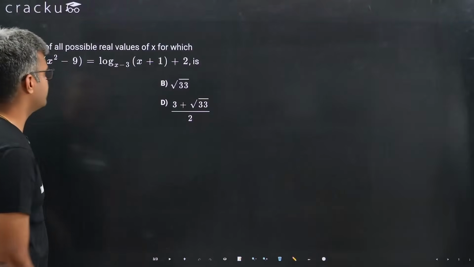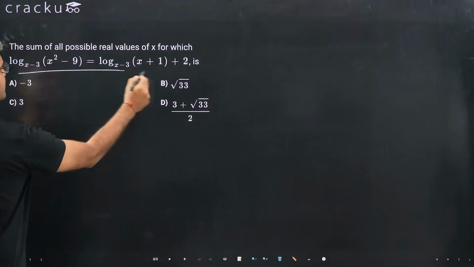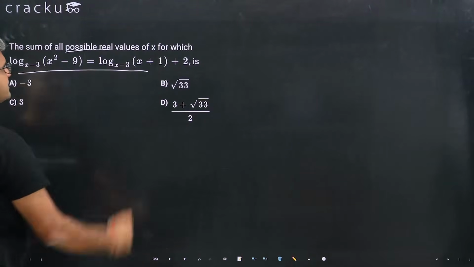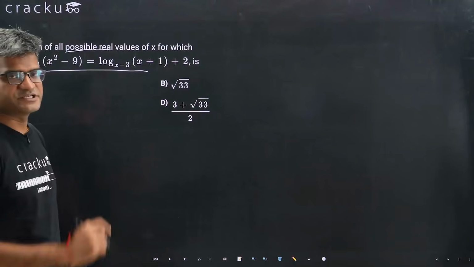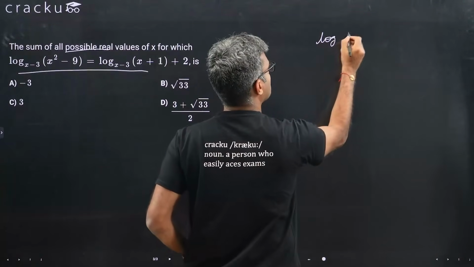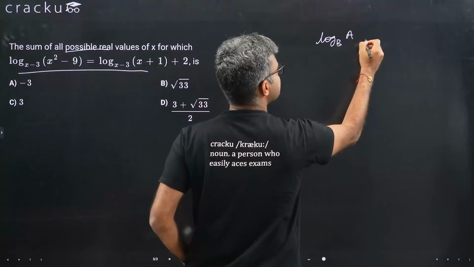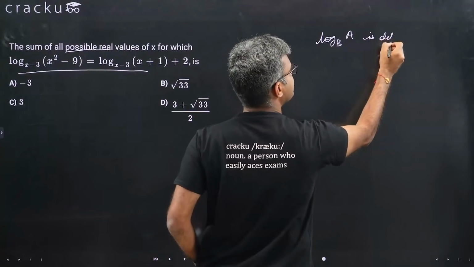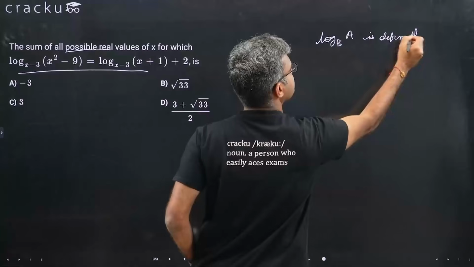In this question, we are given a logarithmic equation and we are asked to calculate the sum of all the possible real values of x for which that equation is true. Whenever you are given a logarithm, note that a logarithm log of a to the base b is defined only if these three conditions are matched.